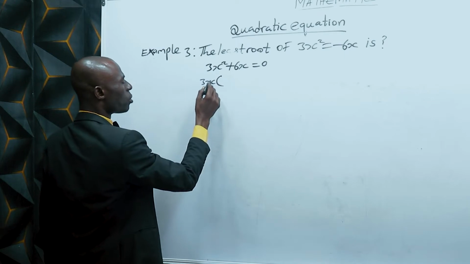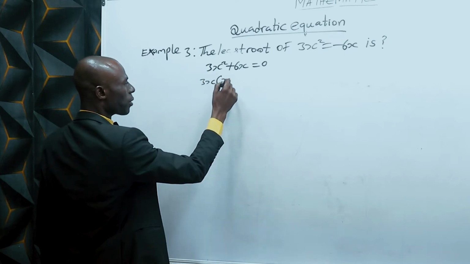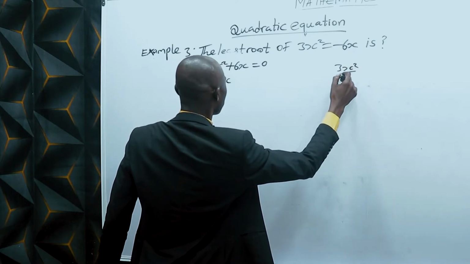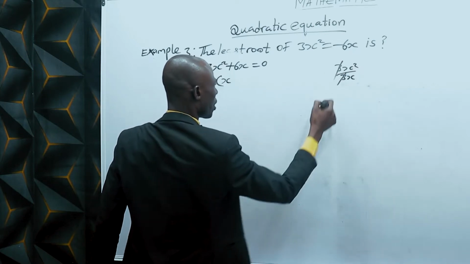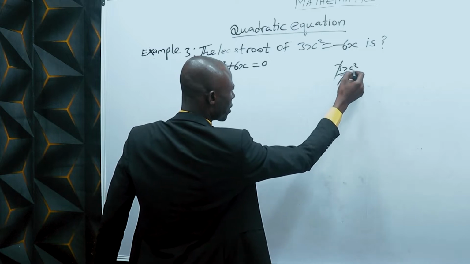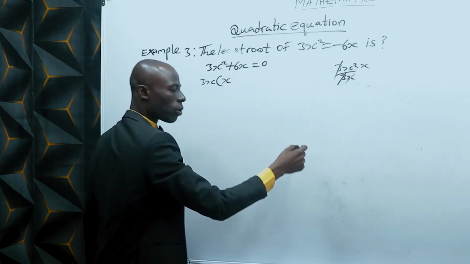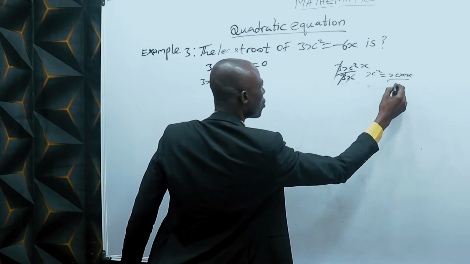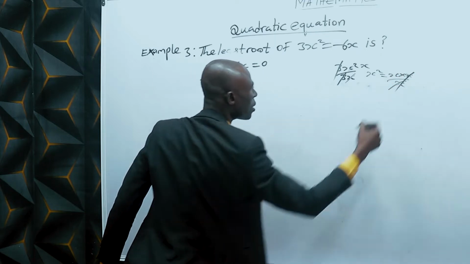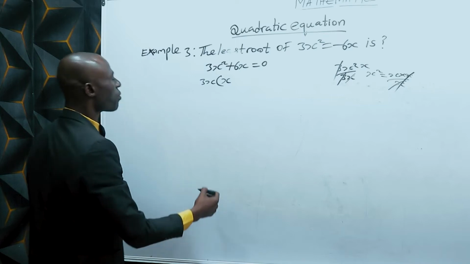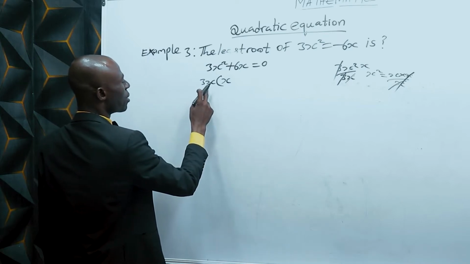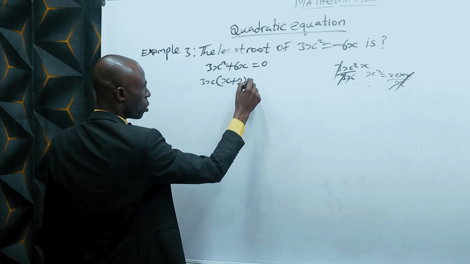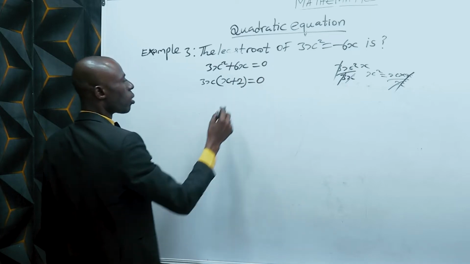So 3x, use it to divide 3x squared. It gives you x. This is what I mean. 3x squared divided by 3x. 3 cancels 3. X in x squared gives x, because x squared means x times x. And when you use x to divide it, it gives you only one x left. So 3x to divide 6x gives you 2. Equals 0.